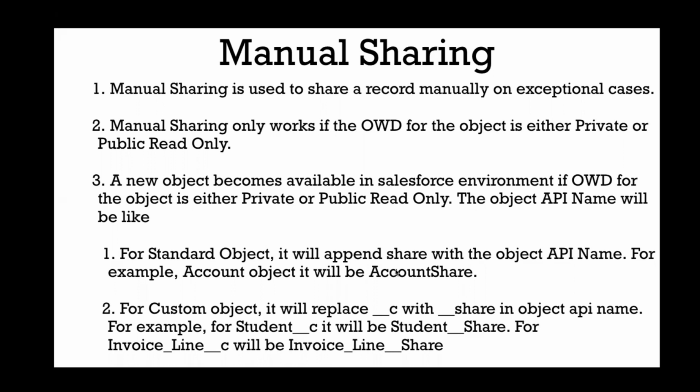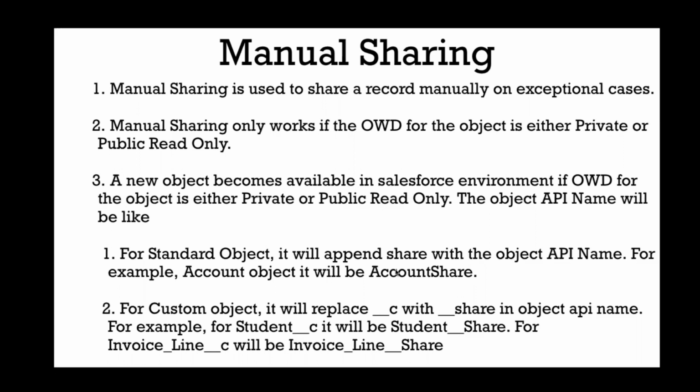But when it comes to a custom object, this object will only be available if you make the OWD for your object private or public read only. If you make it public read write, this share object will disappear. And again, if you change it to private, the share object will appear. And how does it look? What will be the API name? The API name will replace __c with __share in your Salesforce API name, not the label.